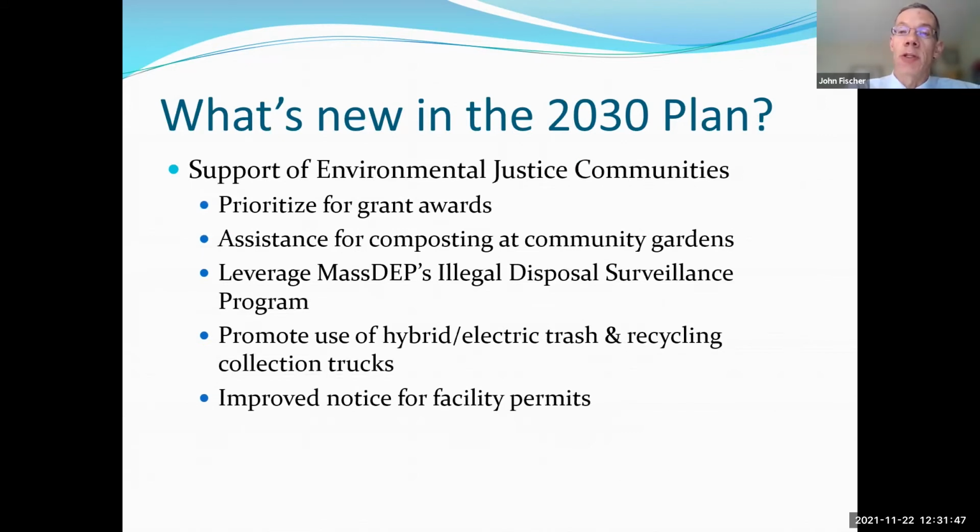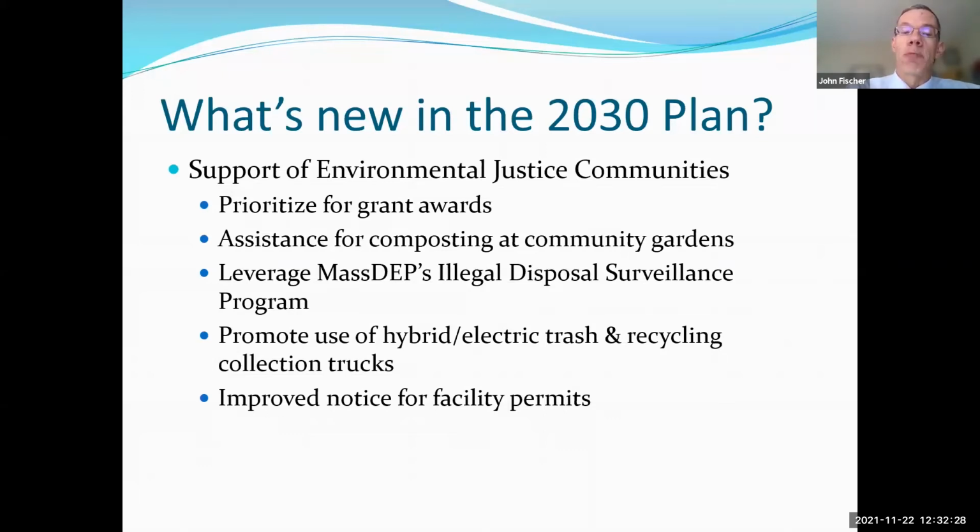Many of those communities have been historically disproportionately affected by waste facilities, as well as other sources of pollution. And we're looking to see how we can better engage with and support those communities in the world of solid waste and recycling and waste reduction. So some of the ways we're looking to do that is changing our grant program criteria to prioritize those communities for grant awards, either large awards or just being preferred to be selected for an award to begin with.